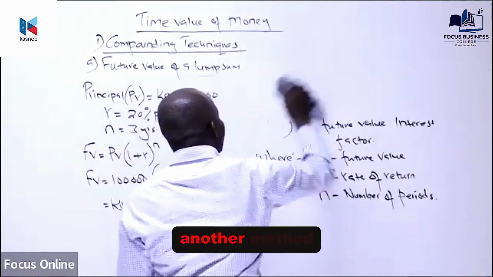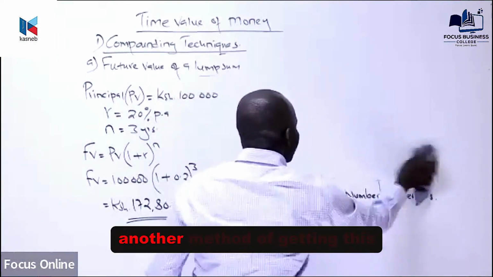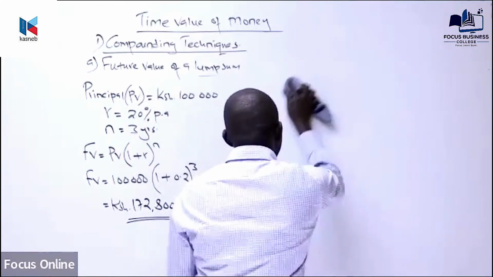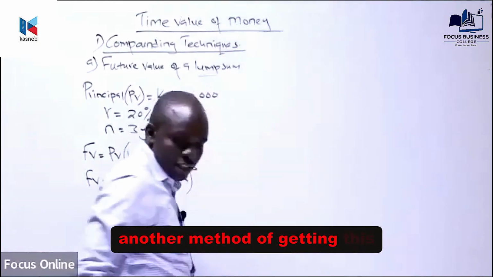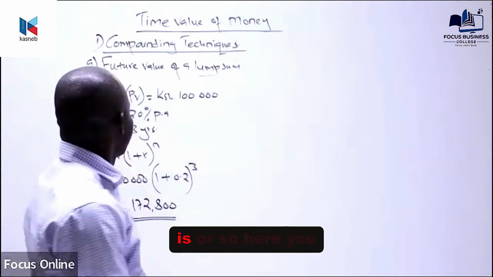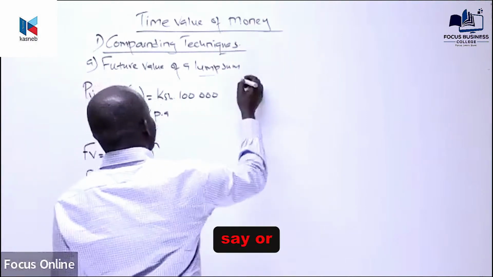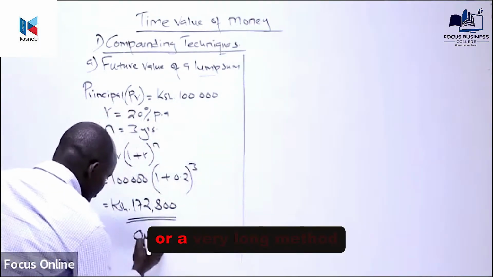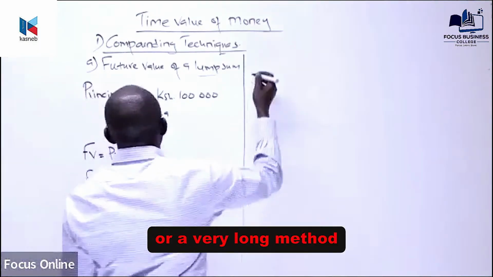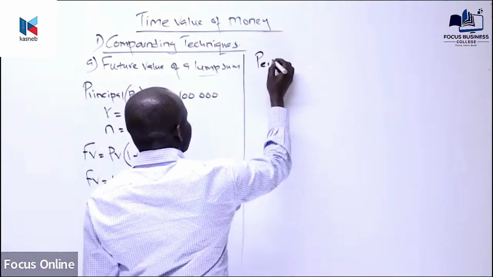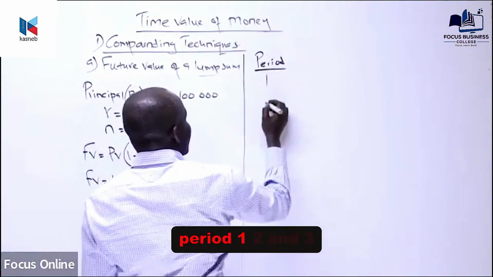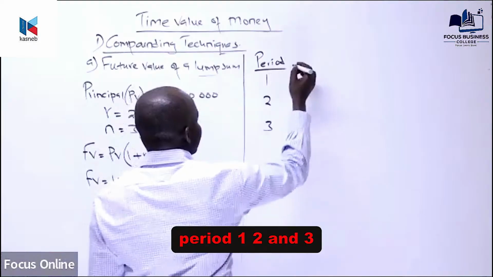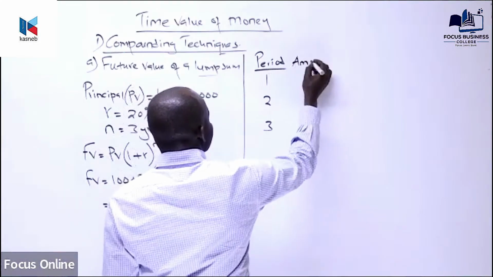Another method of getting this is a very long method. You'll say period here: period 1, 2, and 3. Amount.